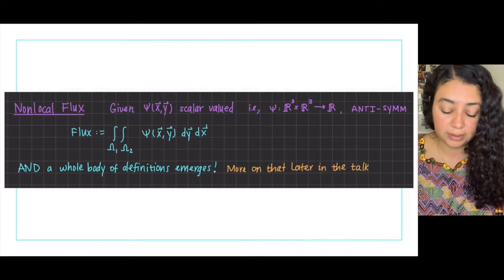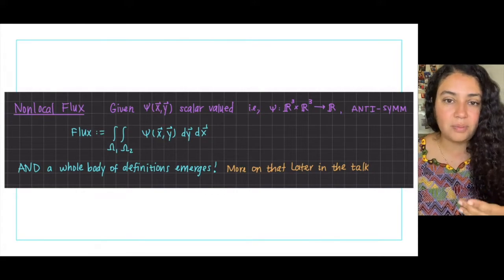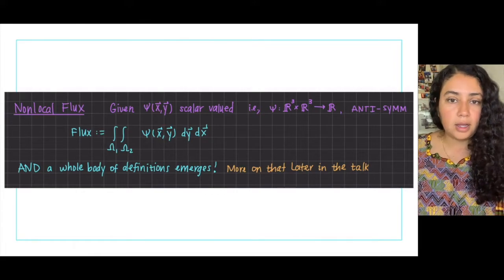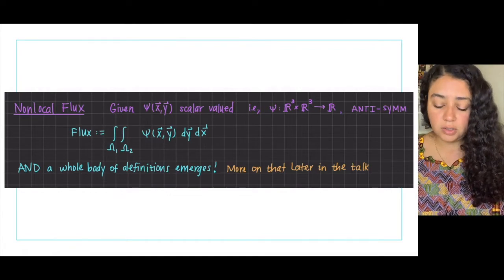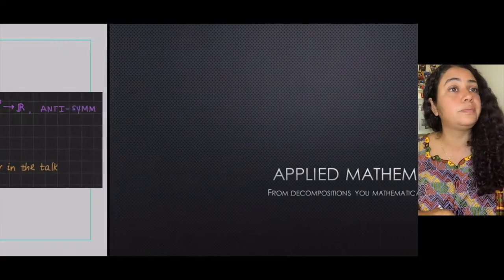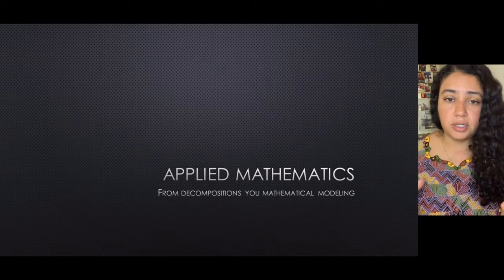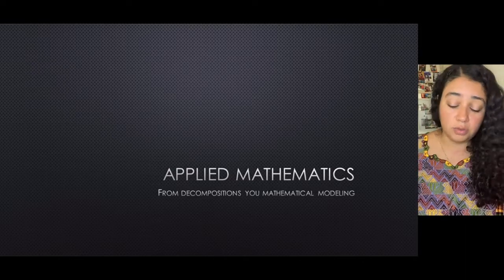I'll speak more about that later, but here the goal is to understand psi. How do you find psi? How do you capture the kinds of interactions you were hoping to understand between those two disjoint sets, omega 1 and omega 2? Okay, now I want to go from decompositions of vector fields to mathematical modeling using a non-local approach.